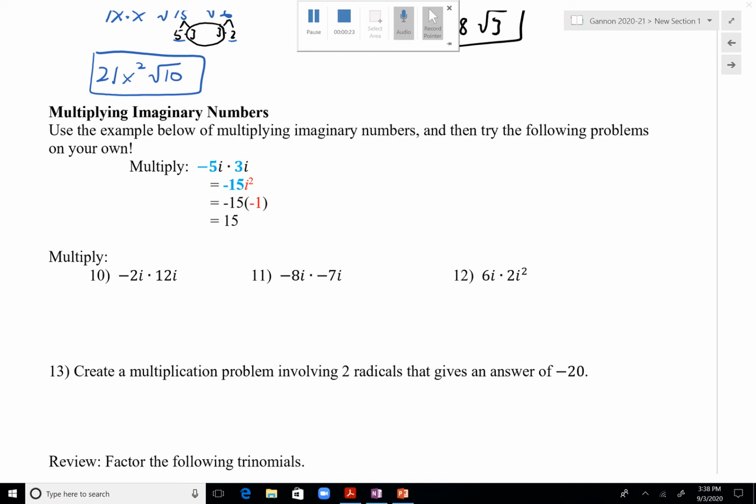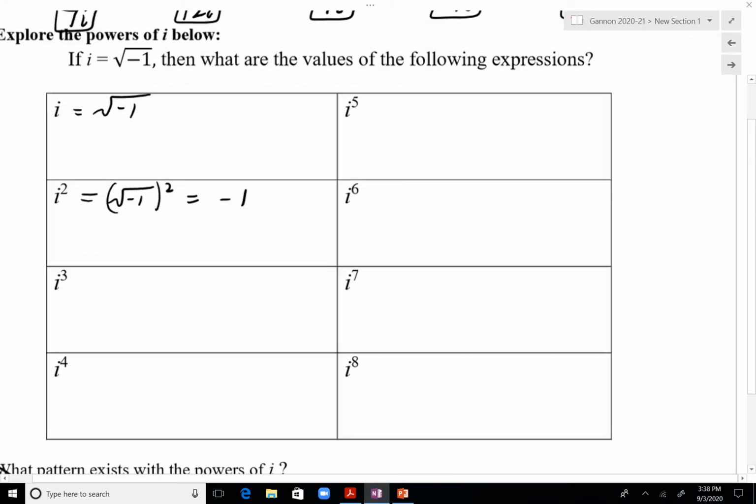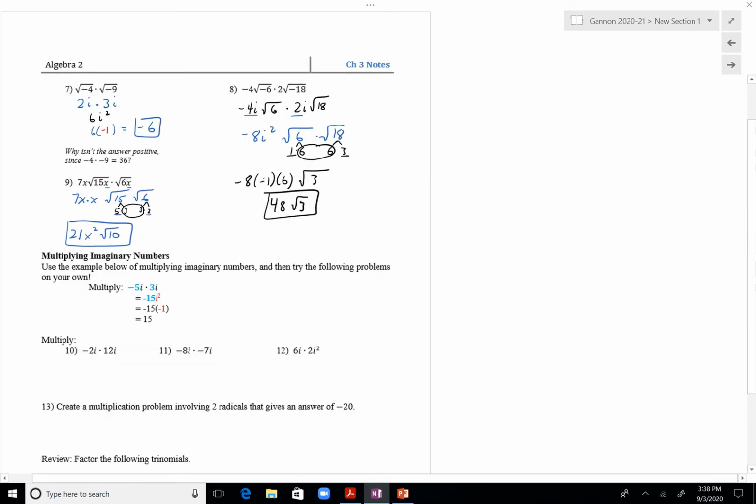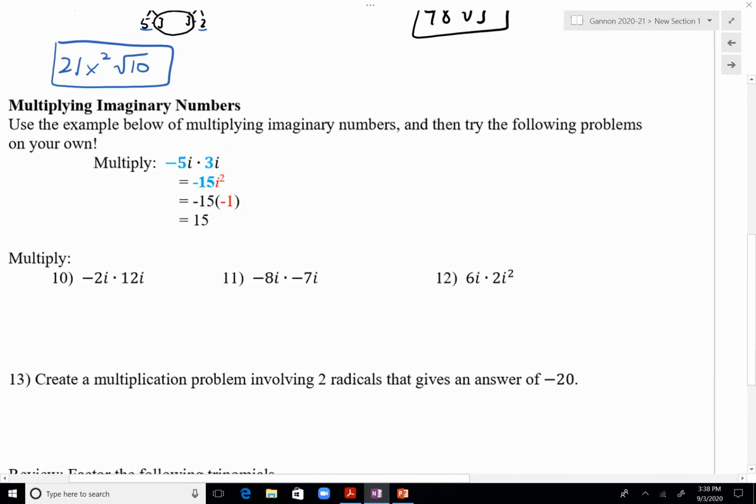In that case, you're going to multiply the coefficients of i to get negative 15. Then you're going to multiply i by i to get i squared. You need to remember from earlier in the notes, i squared is always going to have the value of negative 1. So anytime we see i squared, we can replace it with negative 1, which is what they did right here. So negative 15 times negative 1 becomes positive 15, and that is our answer.